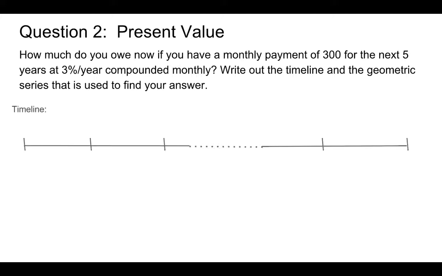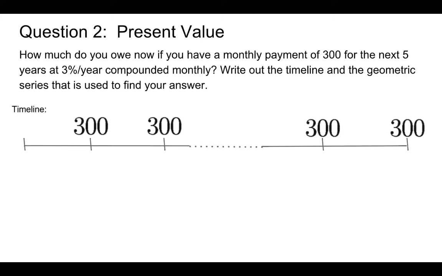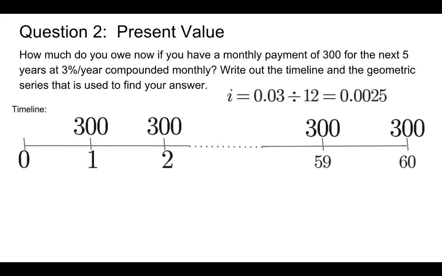Similarly, we can do this for present value. So if you owe money now, at a monthly payment of $300, you want to find out how much money you owe. The $300 goes at the end of every month. You're going to do it for 60 months because it's 5 years. The interest rate is 3% per year, but divided by 12 is 0.25% per month.